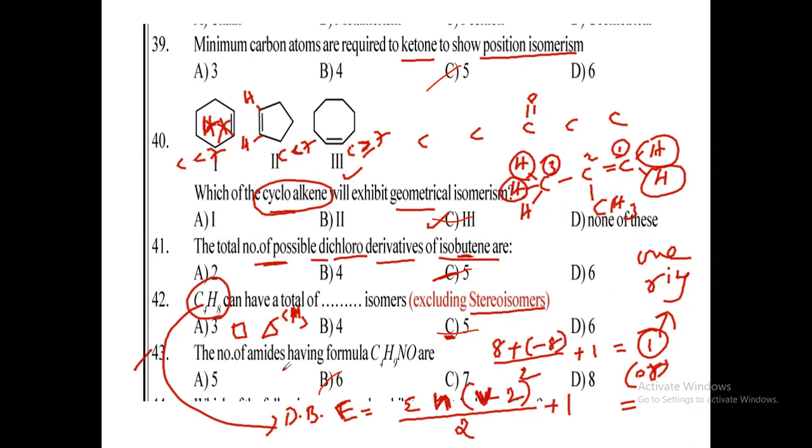Here, the number of amides having the formula C4H9NO. So in this case also, what do we have to calculate first? Double bond equivalent. If the double bond equivalent is 2, suppose, then we get 2 double bonds, otherwise 2 rings, or 1 ring and 1 double bond, or 1 triple bond. 1 triple bond is equal to double bond equivalent 2. 1 double bond is equal to double bond equivalent 1. 1 ring is also equal to double bond equivalent 1. So double bond equivalents we have to calculate first, and possible structures we have to draw.